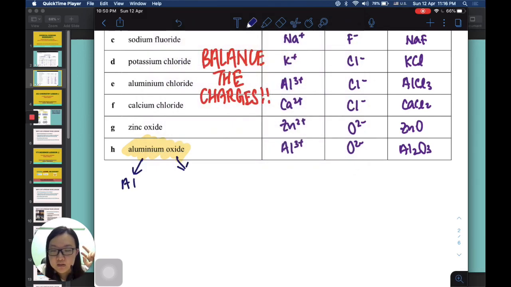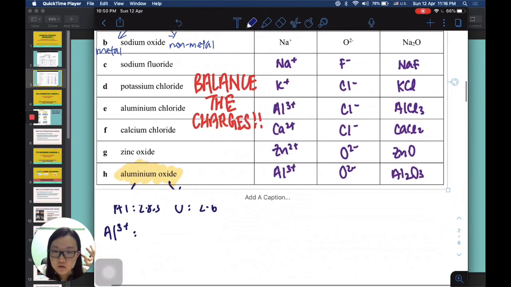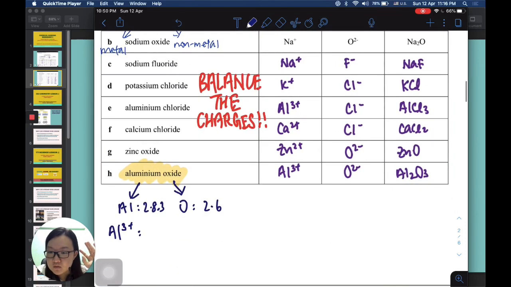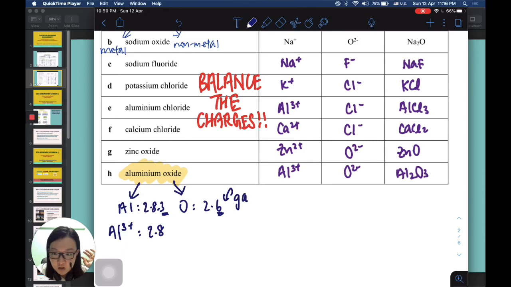So the metallic component is aluminium. The non-metal is oxygen. Aluminium has electronic configuration of 2.8.3, oxygen is 2.6. Aluminium, in forming the cation, loses those 3 electrons, and then it forms Al3+. That will give it the octet 2.8. Oxygen, on the other hand, will gain 2 electrons to give oxide ion O2-. So now both of them have the octet configuration.